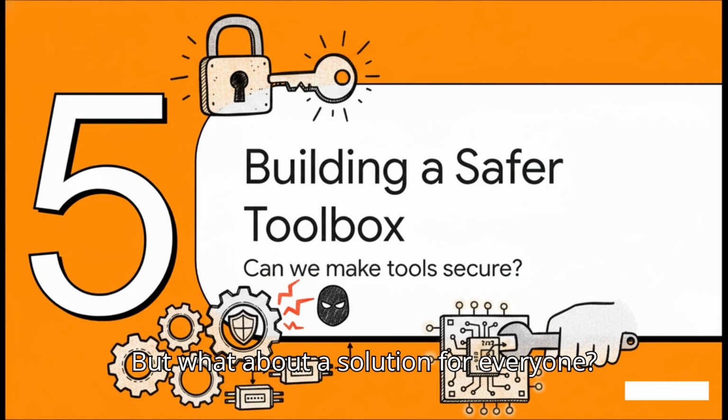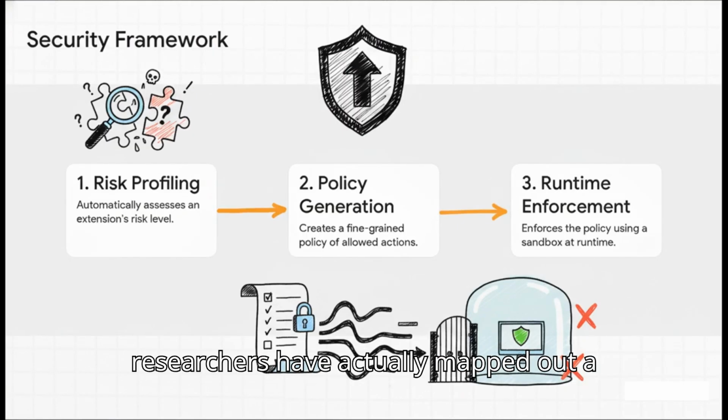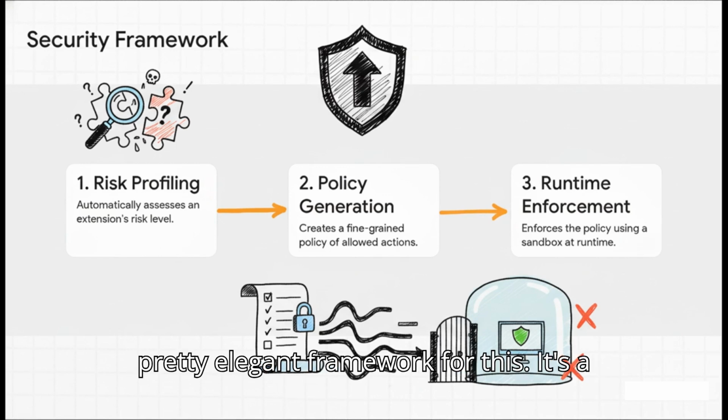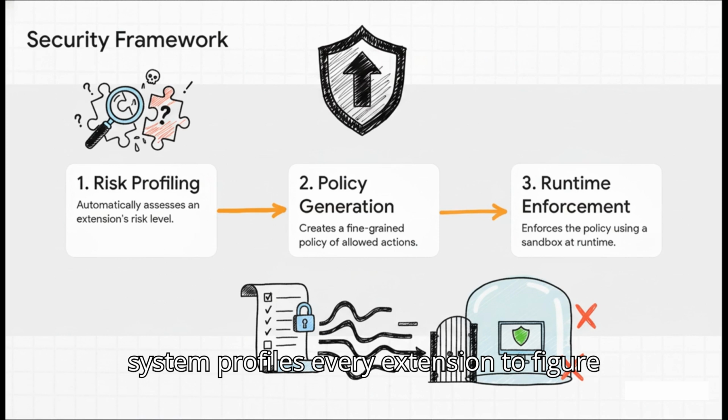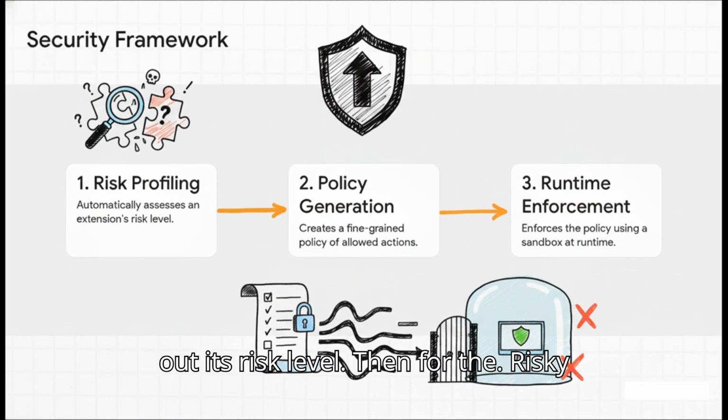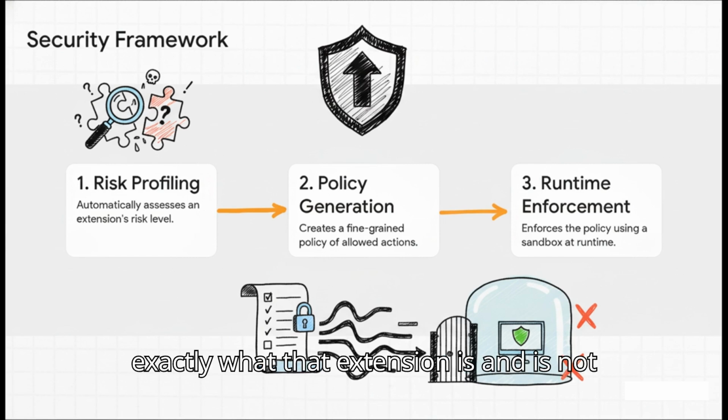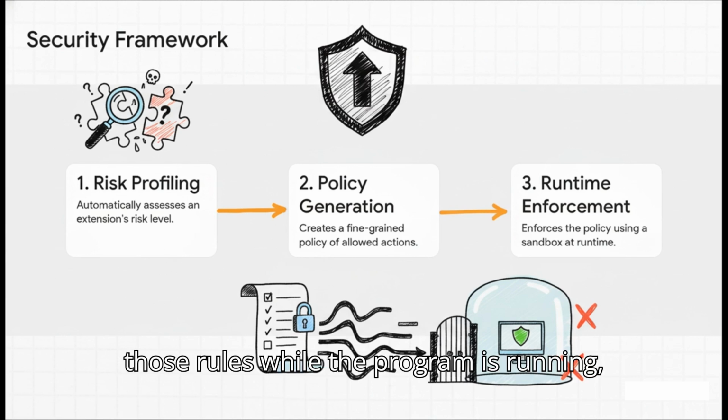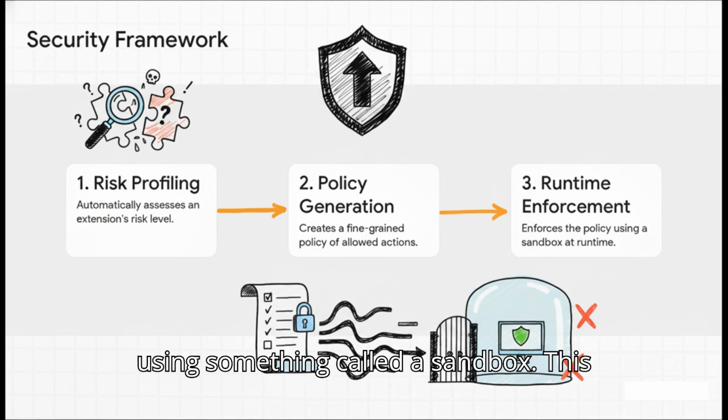But what about a solution for everyone? How do we get the incredible power of all these extensions without just opening the door to all these unacceptable risks? Well, security researchers have actually mapped out a pretty elegant framework for this. It's a three-step process. First, an automated system profiles every extension to figure out its risk level. Then, for the risky ones, it creates a very specific policy, basically a strict list of rules for exactly what that extension is and is not allowed to do. And finally, it enforces those rules while the program is running using something called a sandbox.